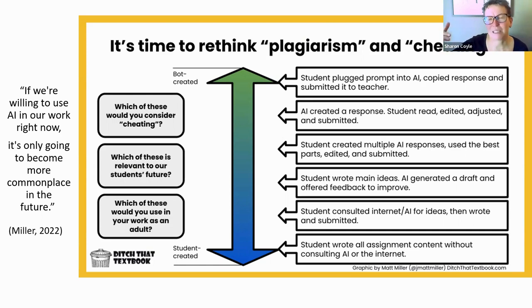So I think probably the top one, most of us agree that would be cheating. But I like the questions on the left-hand side. Which of these is relevant to our students' future? And which of these would you use in your work as an adult right now? And that's what the quote on the very far left side says. If we're willing to use AI in our work right now, and lots of people have started doing that since November, it's only going to become more commonplace in the future.